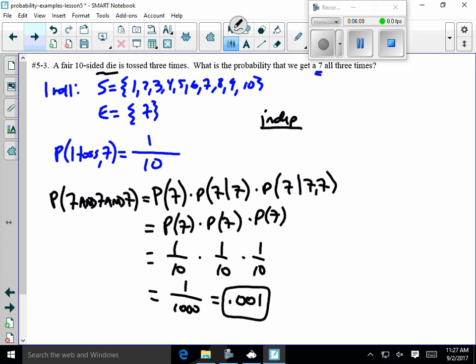So very unlikely that we would get that because 7 is just one of 10 possibilities, and we have to get it all 3 times.